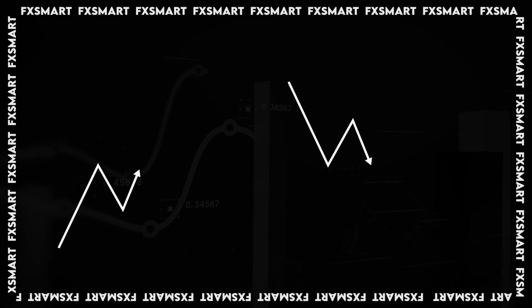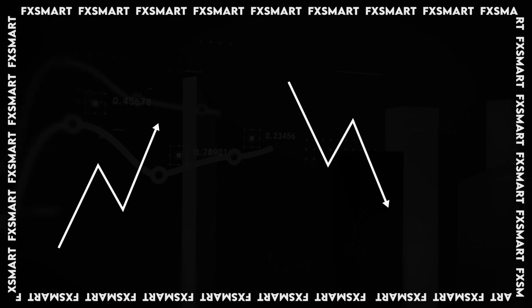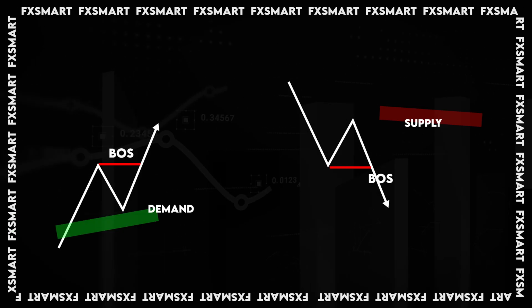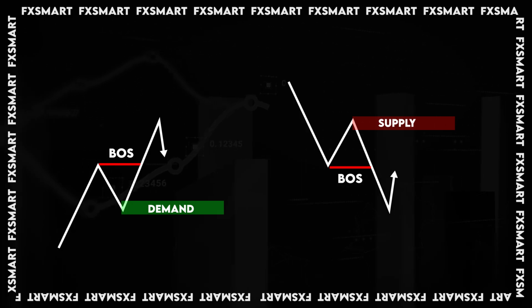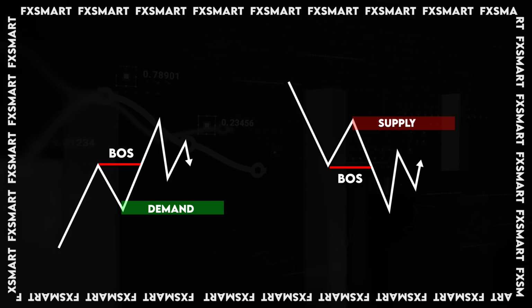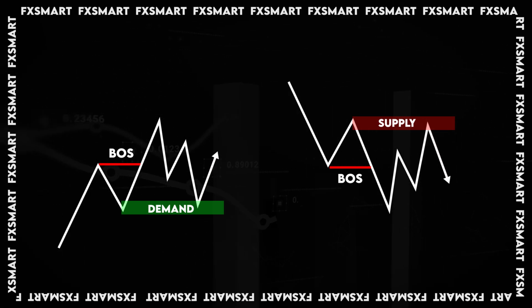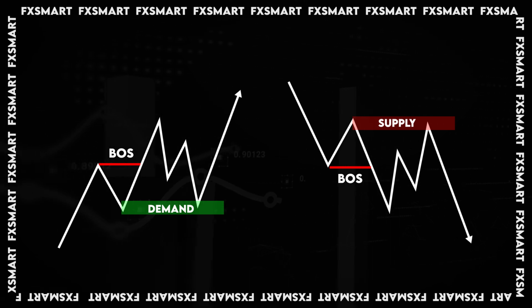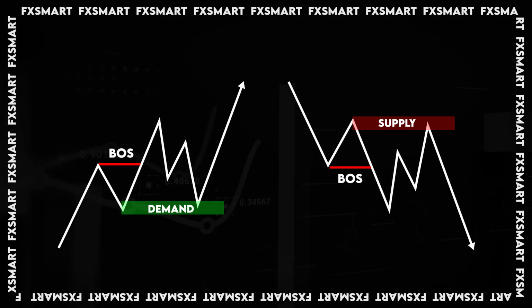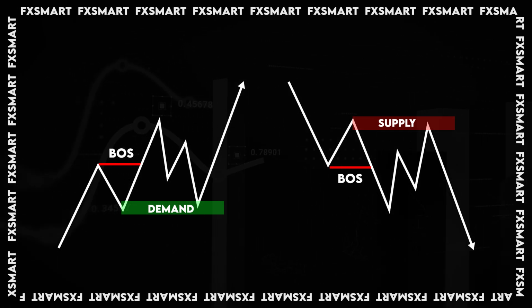Let's begin with supply and demand. These zones on the chart highlight areas where significant buying or selling activity occurred, leading to a sharp price movement away from that level. Typically, the point where this aggressive move starts is marked as a supply or demand zone. When the price revisits this area, we often expect a reaction driven by the previous behavior of market participants.